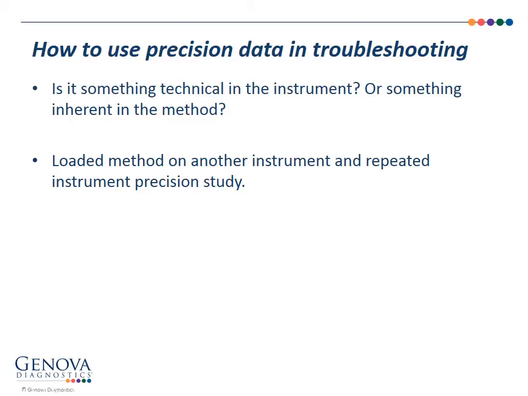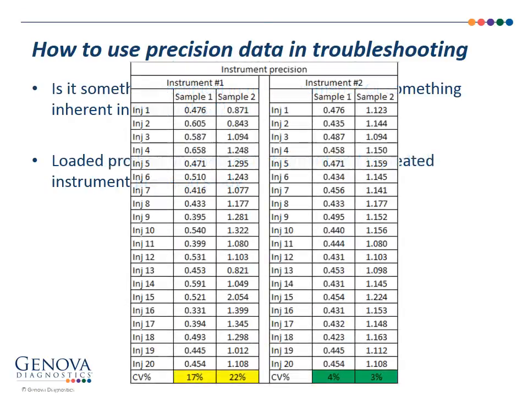So we decided to continue to follow the instrument path, and we loaded this method onto another instrument. And this is another instrument that doesn't typically run this assay, but it's the same make and model, so we figured it would probably work. So we loaded the method up, and we repeated that injection study where we took 2 vials and injected them 20 times. And voila, it's much better.